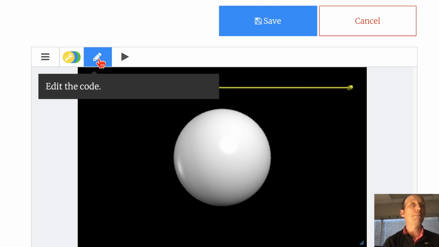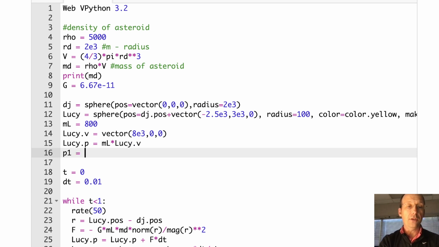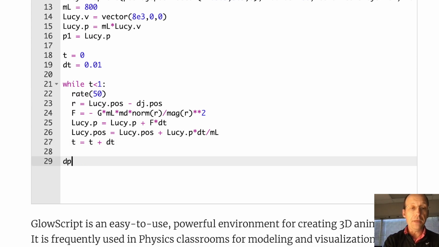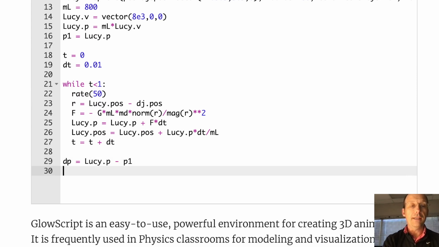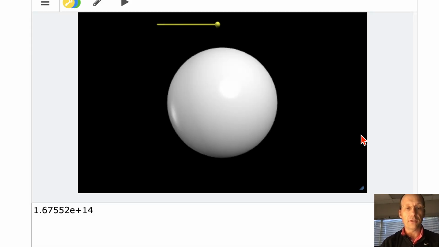I'm going to go ahead and calculate and print the deflection. So let's say P1 is equal to Lucy.p. I need to write that because I'm going to change the momentum throughout the whole time and I want to calculate the difference. So let's put this as dp at the end. dp is going to be the final momentum, which is Lucy.p because it's been changing, minus the initial P1. And let's print that: dp equals dp kilogram meters per second. And remember what we got before. Let's see if we get something similar at least. It won't be the same because we did it differently.